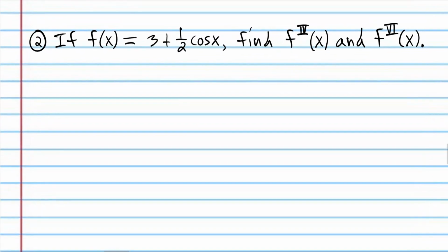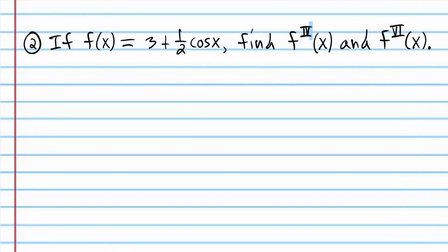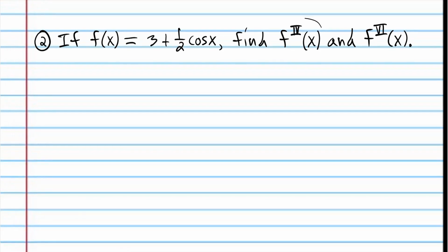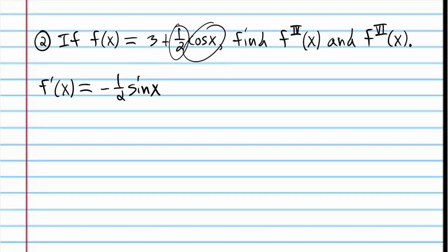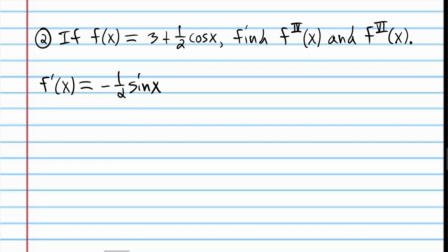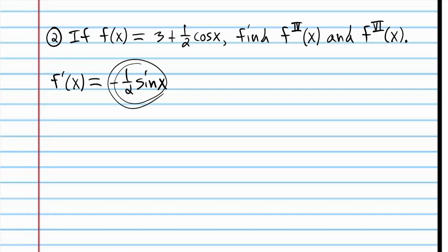Let's try number 2. So notice that we are now using Roman numerals. When you go to higher derivatives, it's convenient to use Roman numerals. So this is the fourth derivative. In order to find the fourth derivative, we need to find the first derivative, and the first derivative is going to be 1/2 sine x. That becomes 0. We're using the constant multiple rule. We have a constant times a function. The derivative of that is just the constant times whatever the derivative of the function is. The derivative of the function is negative sine x. So negative sine x times 1/2 is negative 1/2 sine x.